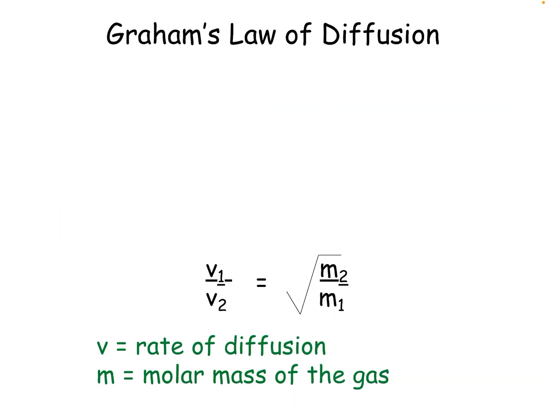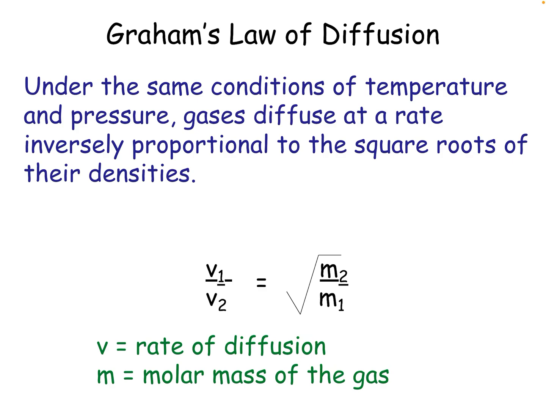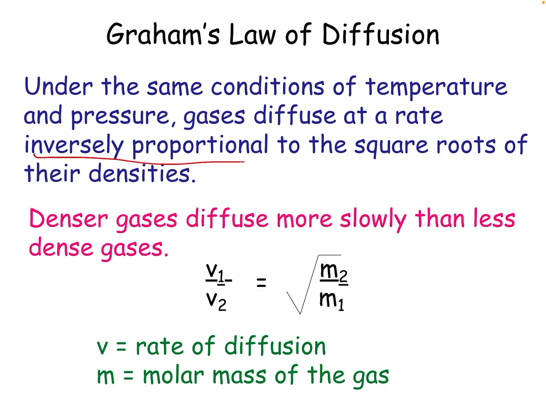So that's diffusion. Graham's law of diffusion says, under the same conditions of temperature and pressure, gases will diffuse at a rate inversely proportional to the square roots of their densities. Denser gases will diffuse more slowly than less dense gases. I think that makes sense. It's kind of like, who's going to win the race? The really quick, light person or the heavy, slow person? The light person's going to get there faster.